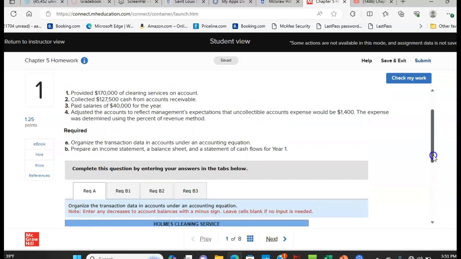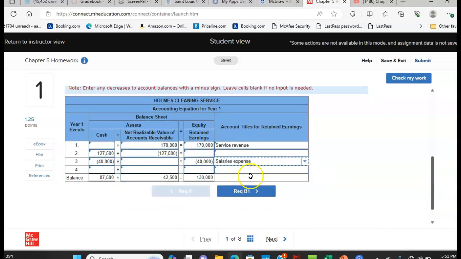And then for our fourth transaction, we adjusted the account to reflect management expectations that uncollectible account expense would be $1,400. The expense was determined using the percent of revenue method. So now we're going to decrease the net realizable account receivable by $1,400 by recognizing the allowance for doubtful account. Retained earnings will decrease by $1,400, and you're going to recognize your uncollectible account expense.